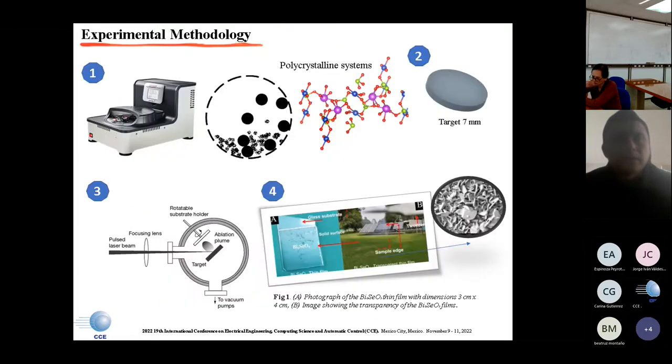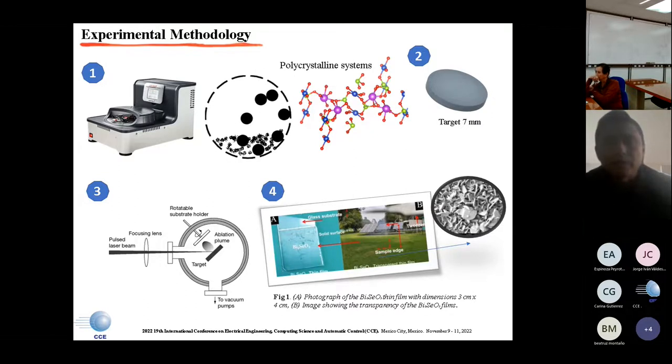This is the experimental methodology. This is a general process. First, we can see 4 points. The first point is the synthesis of the material, which was performed using the solid state reaction technique with planetary milling. We use selenium and bismuth trioxide reagents from Sigma Aldrich. We used them as precursors, ground for 8 hours at 400 revolutions per minute.